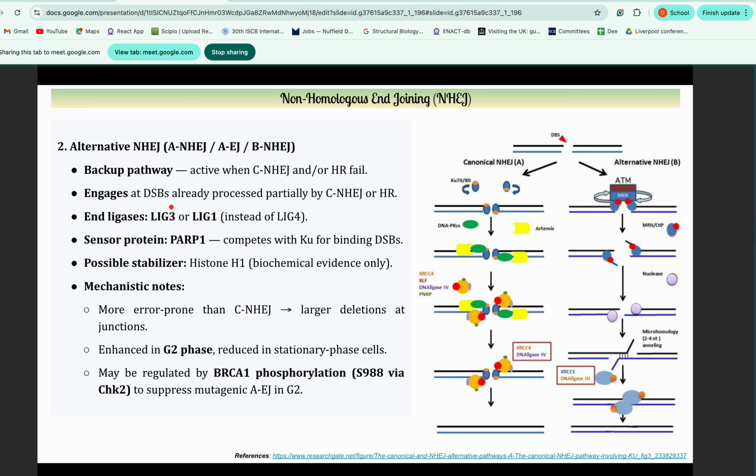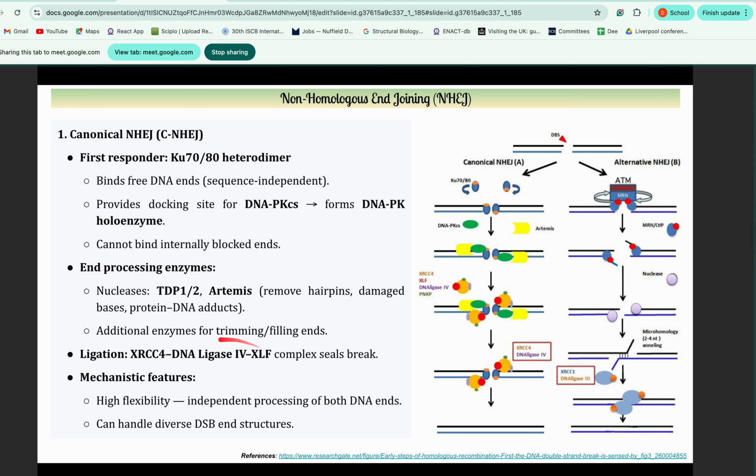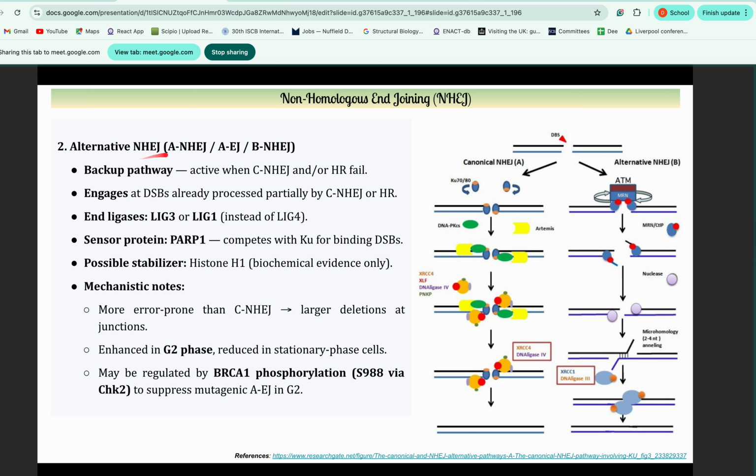It is engaged at double strand breaks which are already partially processed by either the canonical NHEJ pathway or the homologous recombination pathway. In this case the ends are ligated with the help of two enzymes, ligase 3 or ligase 1. So instead of ligase 4, which we have seen here, NHEJ uses ligase 4, whereas alternative NHEJ uses ligase 3 and 1.